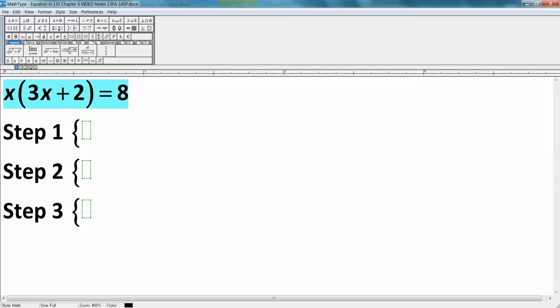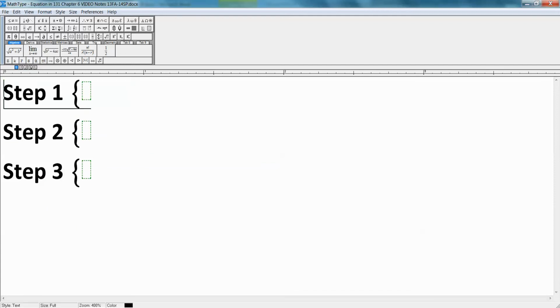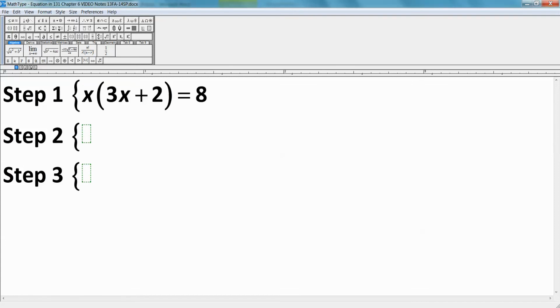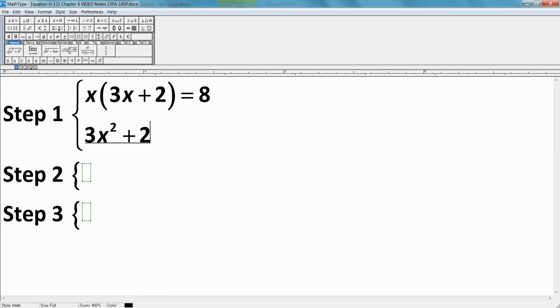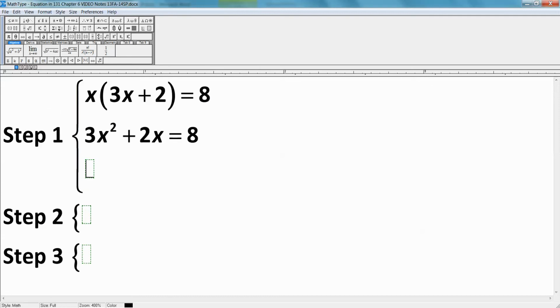Okay, so let's see here. I'm going to put this right in here. All right, I'm going to have to start by distributing. So x times 3x is 3x squared plus 2x equals 8. Now you need to have it all on one side. So that's 3x squared plus 2x minus 8 equals 0 because you'll have to subtract 8 from both sides there.